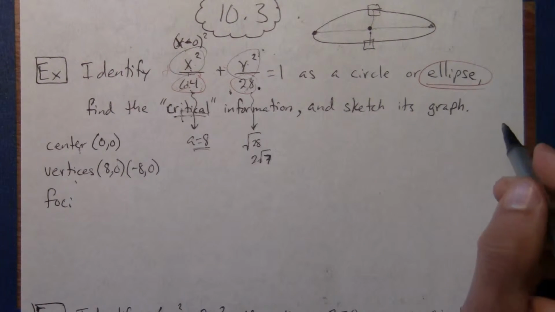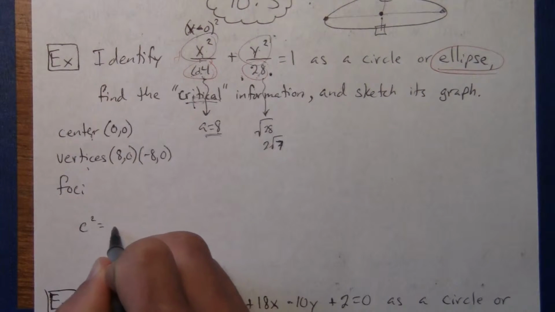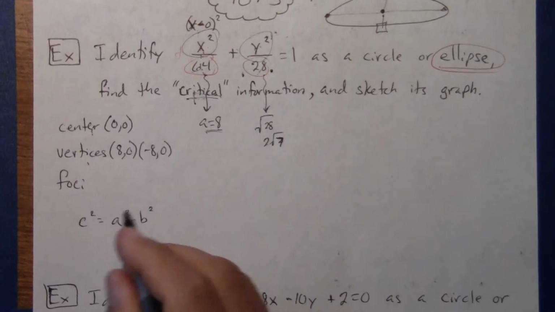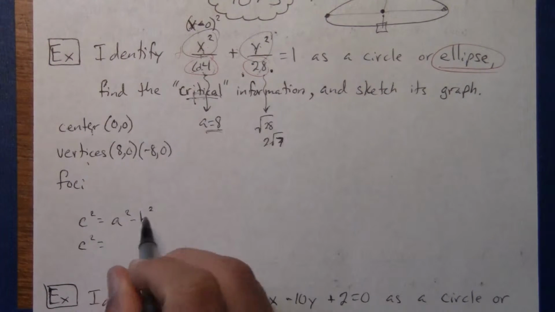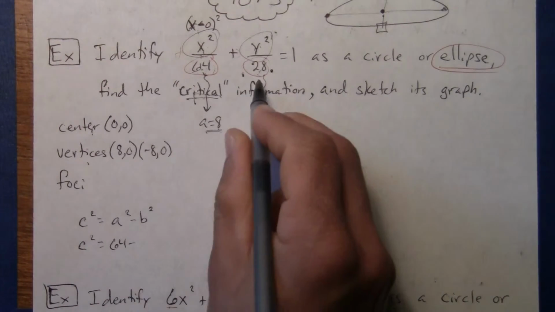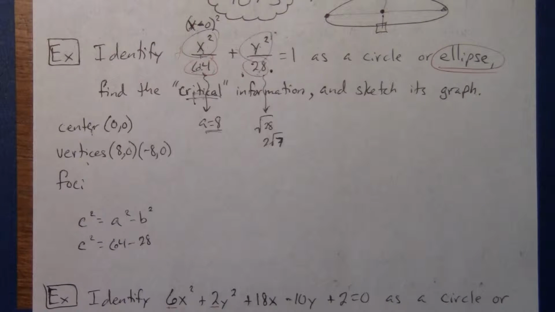And so to find the foci, I need to remember the little equation they gave us, and that was c squared is equal to a squared minus b squared. So for us, c squared is going to equal a squared, which is the bigger of the two denominator numbers, 64, minus b squared, which was 28. So I take 64 and I subtract 28, and it ends up giving me 36.